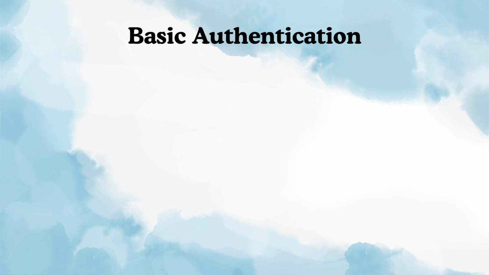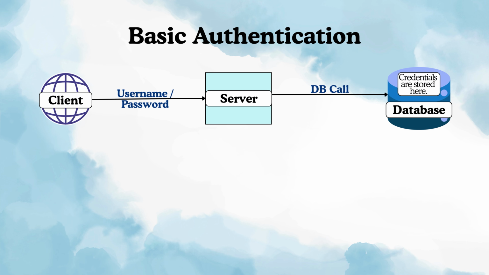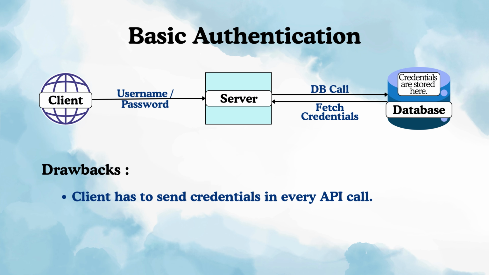Here's how it works. The client sends a username and a password with every API request. On the server side, we can keep these credentials in the database. So every time the client calls an API, client sends the credentials and server validates credentials from the database. Simple. But the problem is that the client has to send those credentials in every single API call. And the server has to make a DB call every single time for every API request. Right? And that's neither efficient nor scalable.